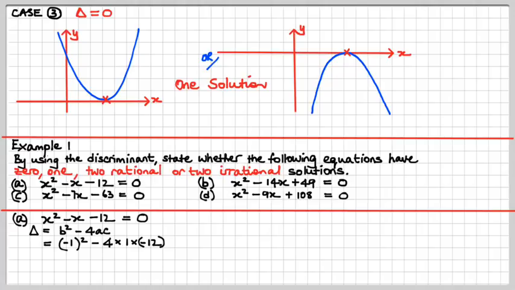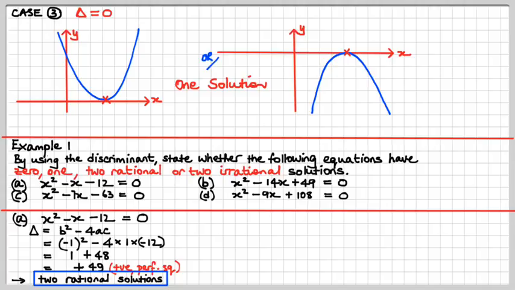Looks like it's going to be positive. Yes, look at that. It's 49, and that's a perfect square. So that's going to be 2 rational solutions. Yes, 2 solutions, and because it's a perfect square, they will be rational, which means fractions or whole numbers. You get the idea, don't you?